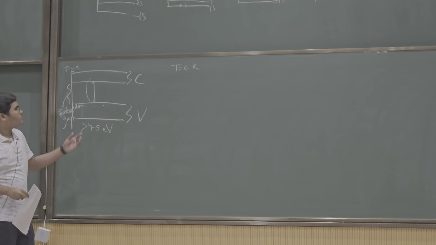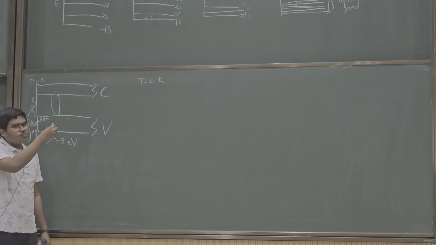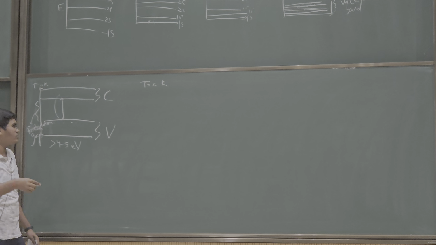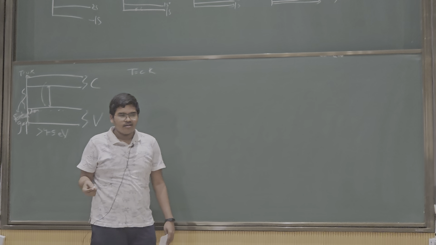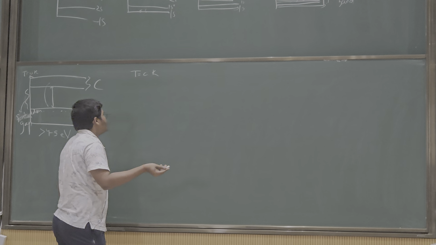If we keep on increasing the temperature, there will be an exponential decrease in the resistivity of the insulator. Okay, but why is the decrease exponential? I will explain in a bit.